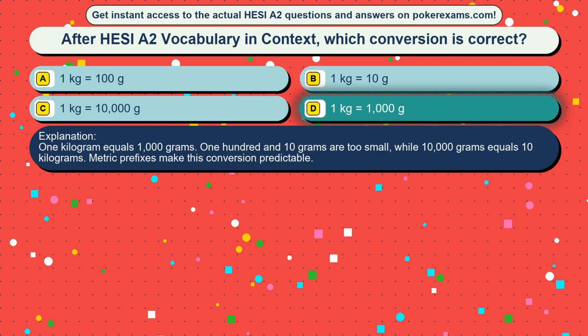1 kg equals 1000 grams. 110 grams are too small, while 10,000 grams equals 10 kilograms. Metric prefixes make this conversion predictable.